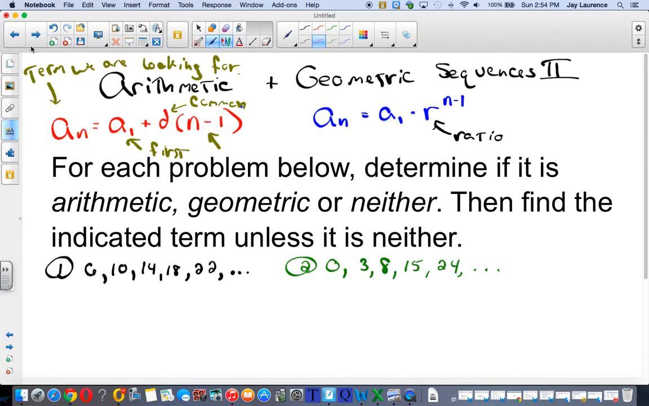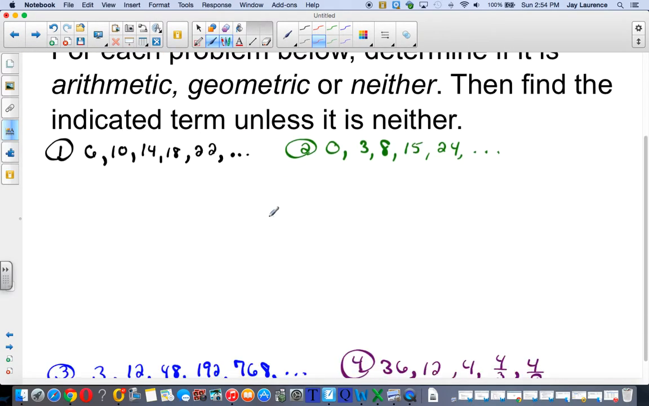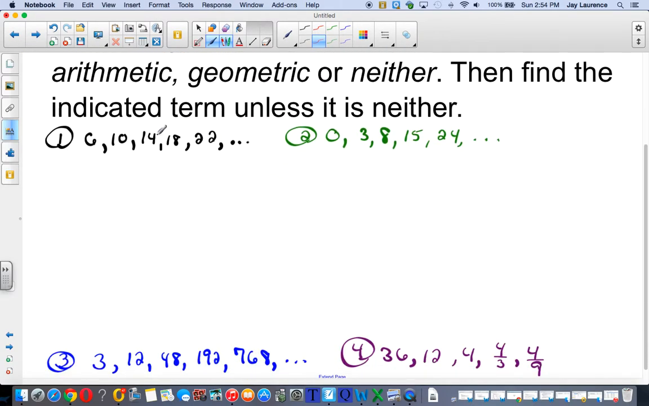Okay, so let's get back to here. We got 4 problems for you to try. In all of them, you're going to determine if the sequence is arithmetic, geometric, or neither. If it's arithmetic or geometric, you need to find the indicated term. And it looks like on 1, I want you to find a sub 30.